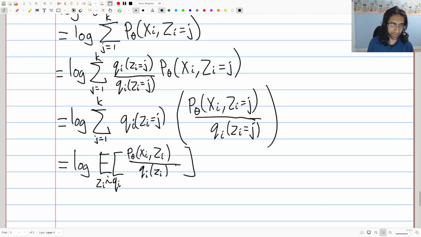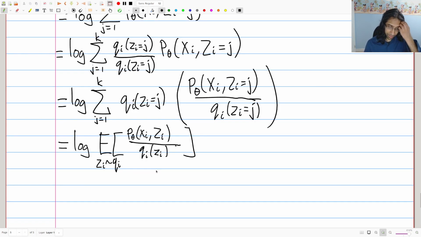So just make sure you understand how we took this step. This is really just the definition of an expected value. And if you want, you can just go this way. Maybe it's easier if you go from here to here to see how that happened. So this is just a grouping.